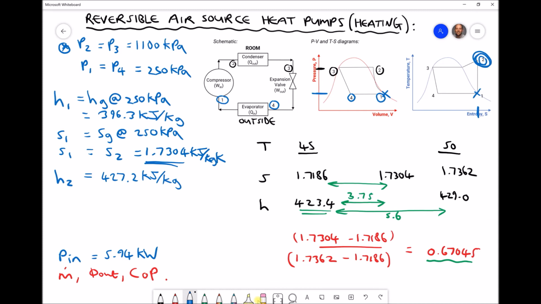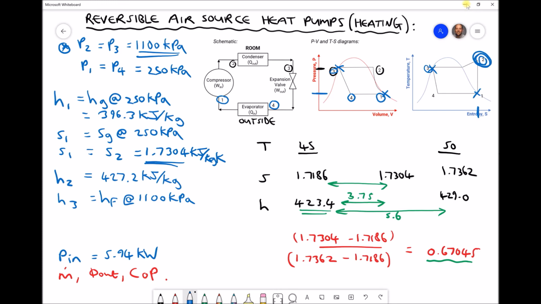So next then, we need to determine H3. So what do we know about position 3? Well, we know that the pressure at position 3 is 1100 kilopascals. It's our higher pressure. We also know that we have wet saturated vapour because it sits on the wet saturated vapour line here and here. So for H3, we're looking at the HF value at 1100 kilopascals.